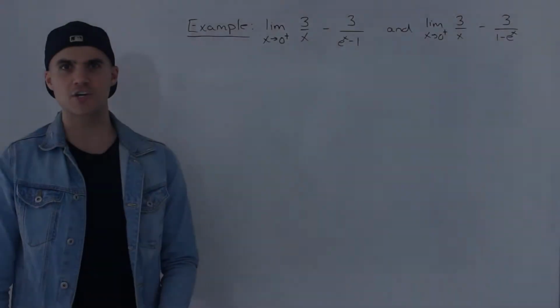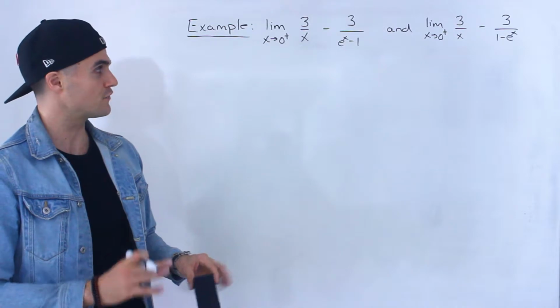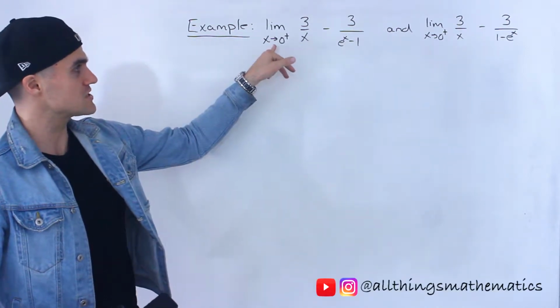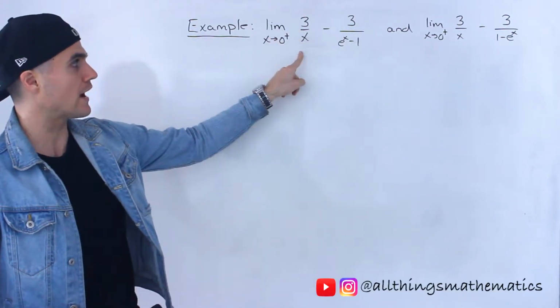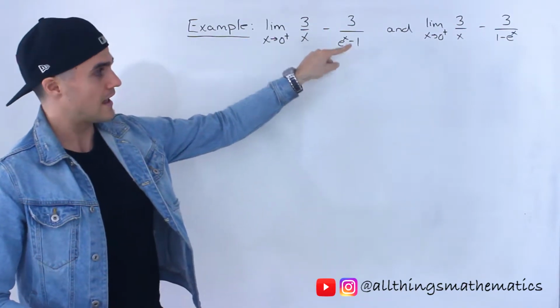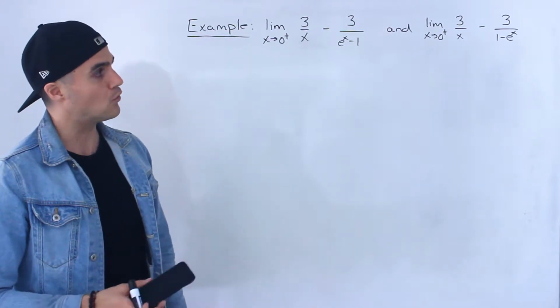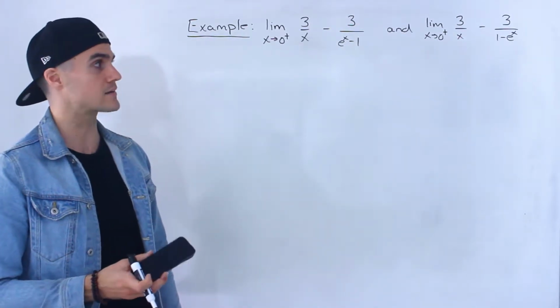Welcome back everybody, Patrick here, and moving on to the next example, we got two limits to solve here. So we got the limit as x approaches 0 from the positive side of 3 over x minus 3 over e to the x minus 1. And then we got the limit as x approaches 0 from the positive side of 3 over x minus 3 over 1 minus e to the x.